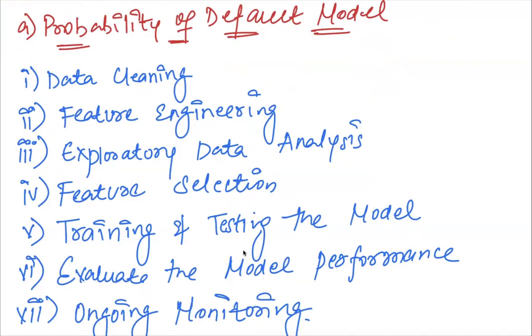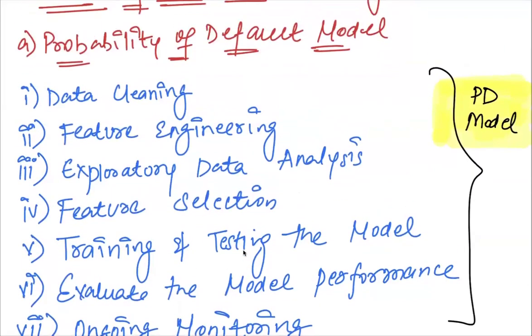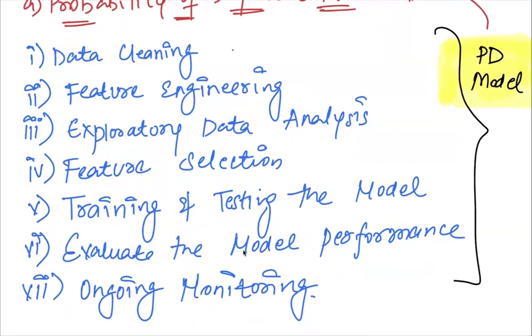So these are the steps for building the probability of default model, which is the first component of credit risk. And as I said, PD is nothing but probability of default. Now what we'll do is go into each and every step in detail and understand each and everything. First step, data cleaning.